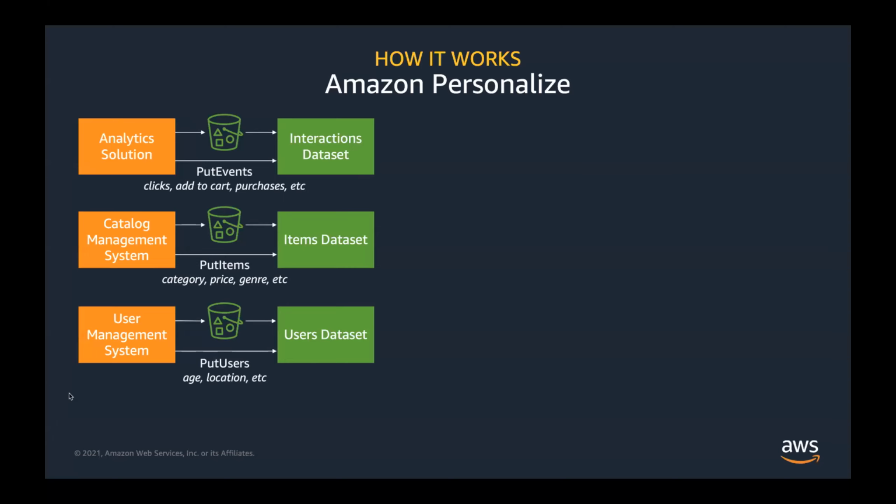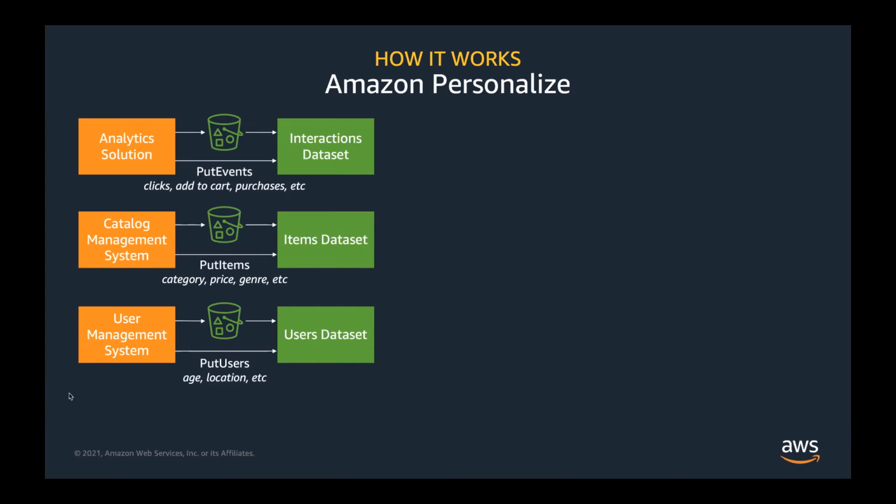The other way you can get data into the service is through streaming APIs. And so we have put events, put items, and put users, which are ways to incrementally update these data sets. And the real-time personalization, that put events API, is really important for getting real-time recommendations, which we'll go into on the next slide.